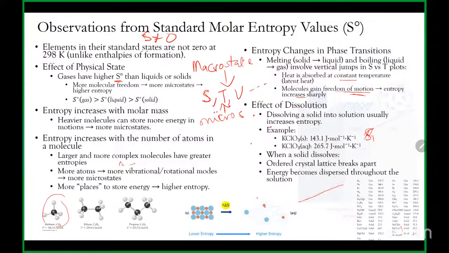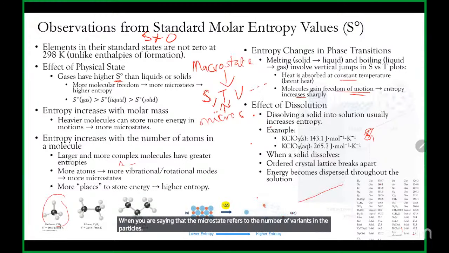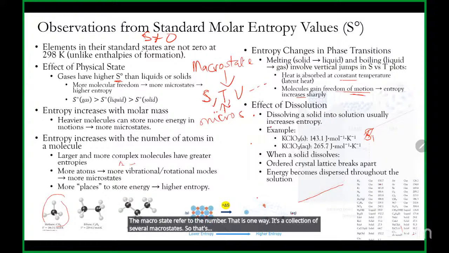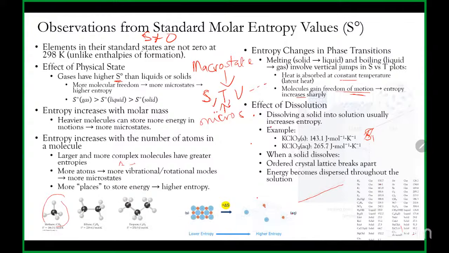When you are saying that the microstate refers to the number of arrangements of the particles, the macrostate refers to the number of particles. That is one way. It's a collection of several microstates. So that is one way that you can do it.